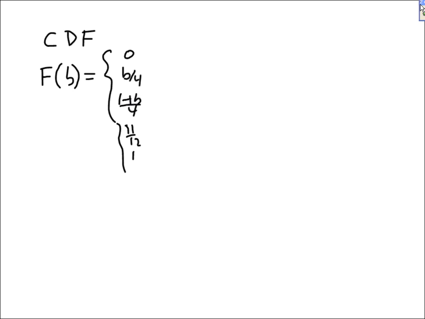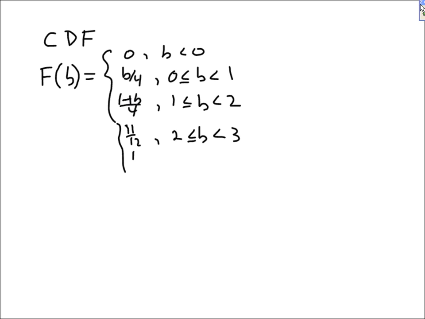Now, when do you get these? If b is less than 0, if b is in between 0 and 1, including the 0, if b is in between 1 and 2, including the 1, you get 11 over 12 if b is in between 2 and 3, including the 2, and b is bigger than 3, or equal to 3. That's the definition of the CDF function.